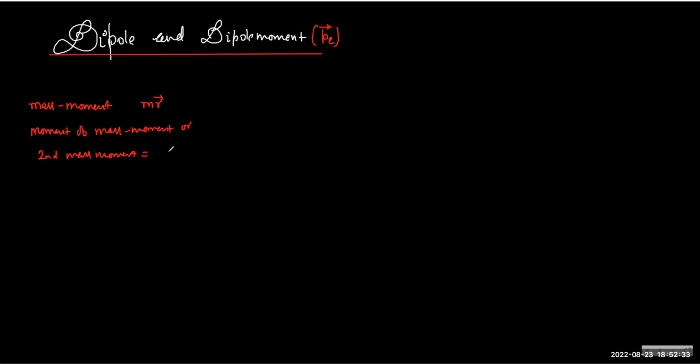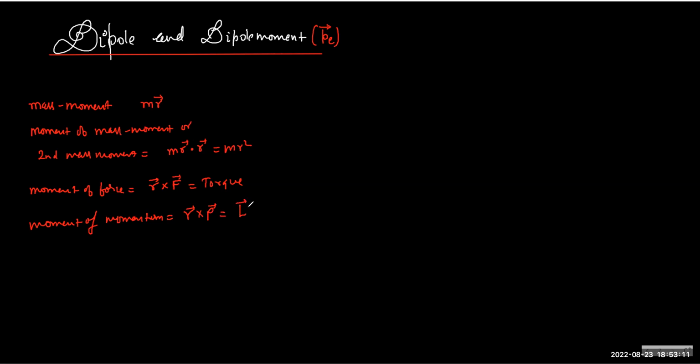Because I have to take one more moment, we take the dot product, so it becomes m r squared. We have moment of force, which we write as r cross F. This is called torque. We have moment of momentum, which is r cross p. We call it angular momentum. We can also have moment of charge, which is q r, just like m r.